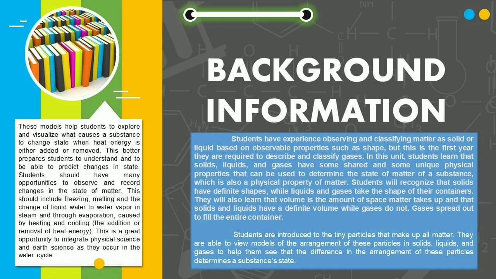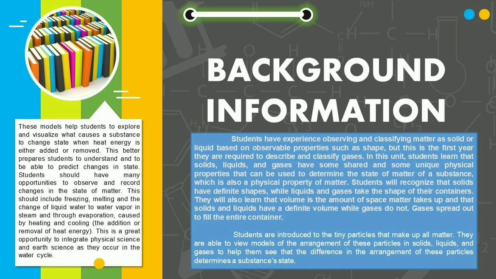So in this grade 3 topic, which is all about matter, the teacher will introduce different models to make the student understand and classify the different matter. This model helps students to explore and visualize what causes a substance to change state when heat energy is either added or removed. So this better prepares students to understand and to be able to predict changes in state.